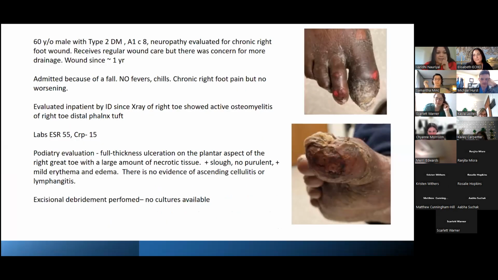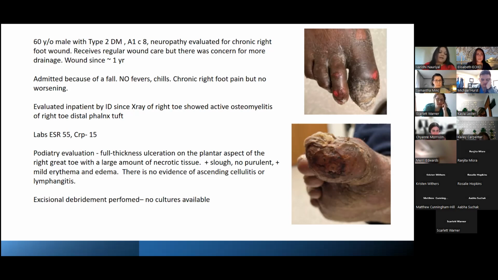Starting off with the case, this is a 60-year-old male presenting with diabetes. As you can see, it's uncontrolled diabetes with an A1C of 8, neuropathy, and a chronic right foot wound. He does receive regular wound care, but there's a concern for increased drainage, and the wound has been there for about a year. He gets admitted because of a fall, with no issues related to the wound, but he had no fevers, no chills, and some chronic right foot pain.